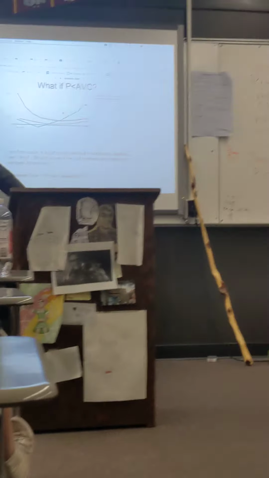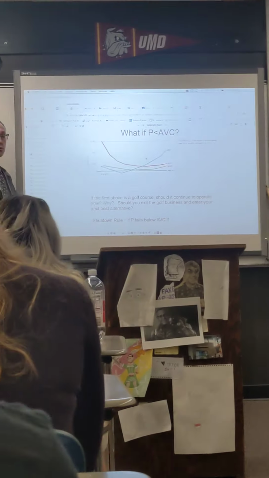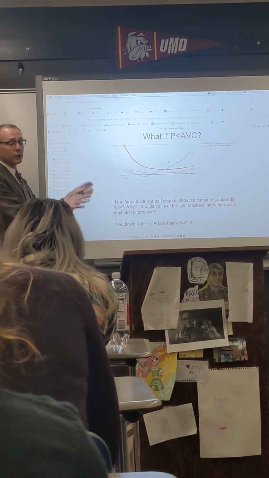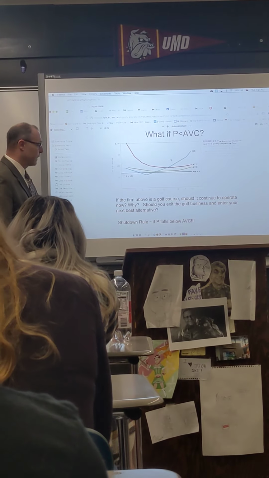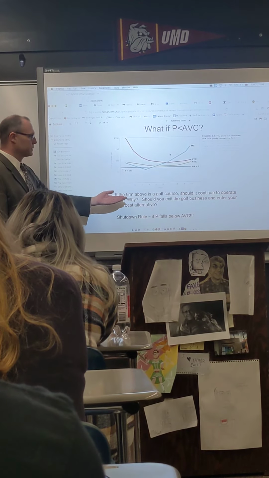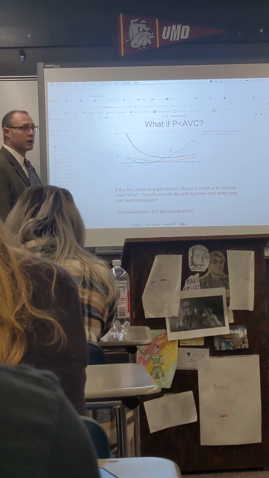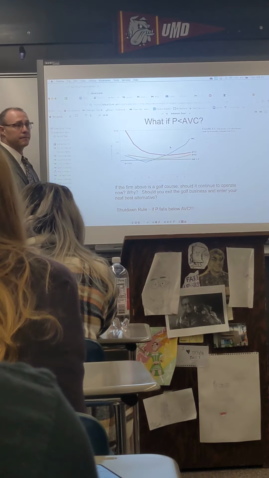And maybe sometimes it's where to identify it on a graph. Sometimes it's where you identify it in tabular form. You know, maybe I have that here as well. Should you exit the golf business and enter the next best alternative? No, you just shut down for the winter months. Because what's going to happen in the spring months?